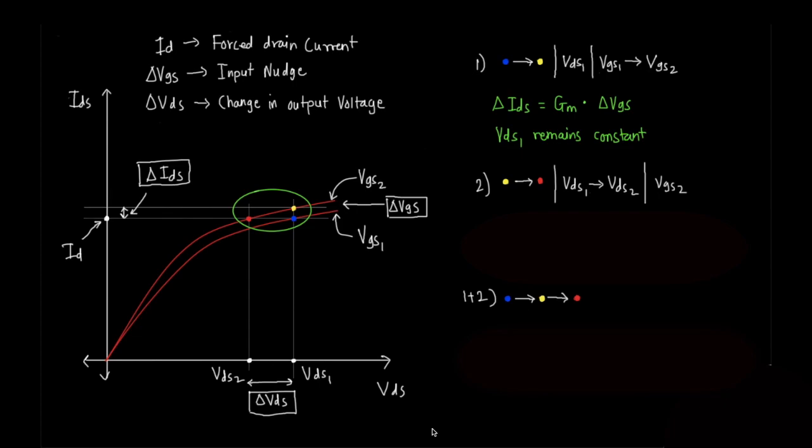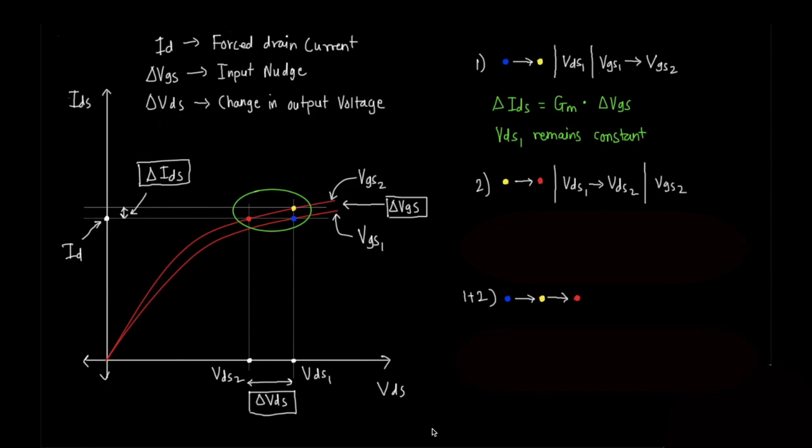Now we can calculate the first part of the chain, which is the change in IDS by our normal GM formula. So IDS will be nothing but GM times delta VGS, where delta VGS is the nudge that we gave. So what we looked at is the change in IDS due to the change in VGS.